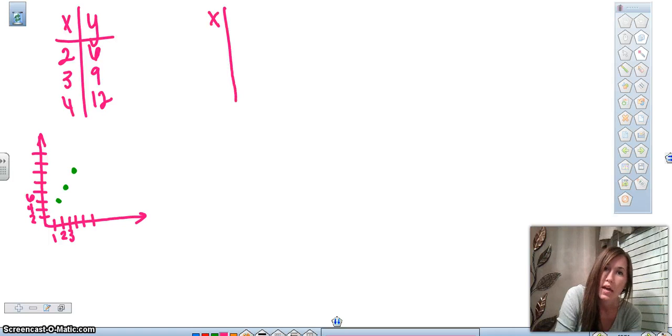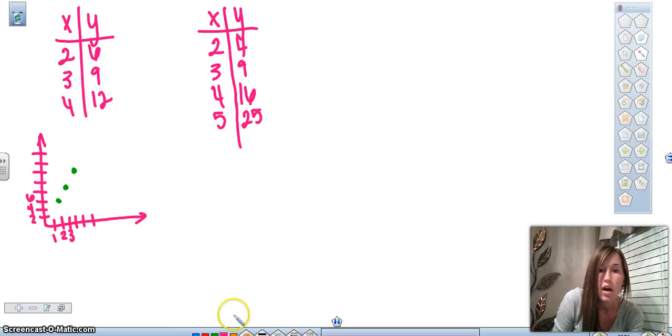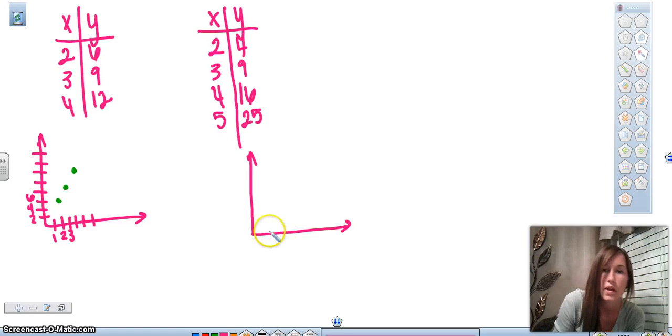If we add a, maybe a pattern, but the numbers were not proportional. Like there wasn't a constant multiple. Maybe this one's times 2. This one's times 3. This one's times 4. Let's try one more. This one's times 5. We do have a pattern. If we were to graph it, again, I've got to try to be neat here. These will go by ones. And we'll do these by 2s again.